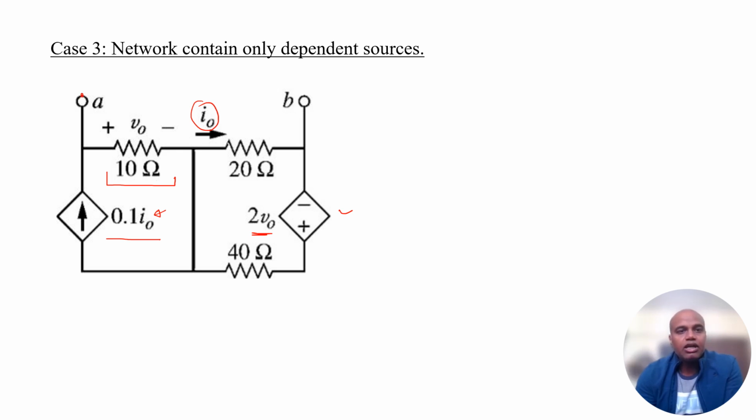We apply a voltage source across the terminals of these two. Let's say this is a voltage source of VDC and it is giving a 1 ampere current in the circuit. Again, we need to find the value of VDC, which is nothing but the value of RTH.